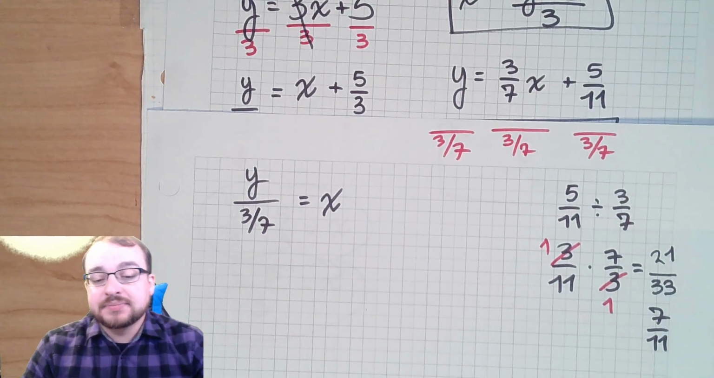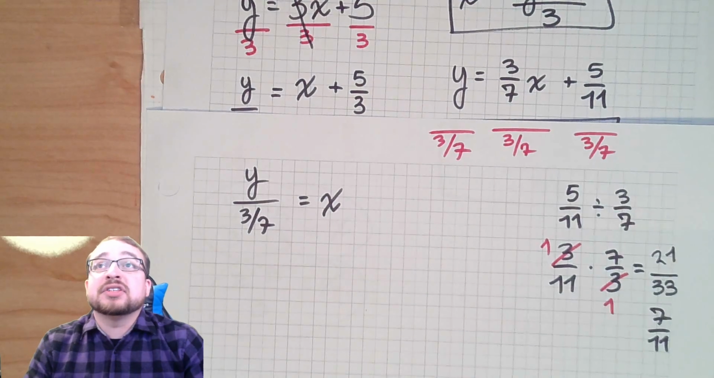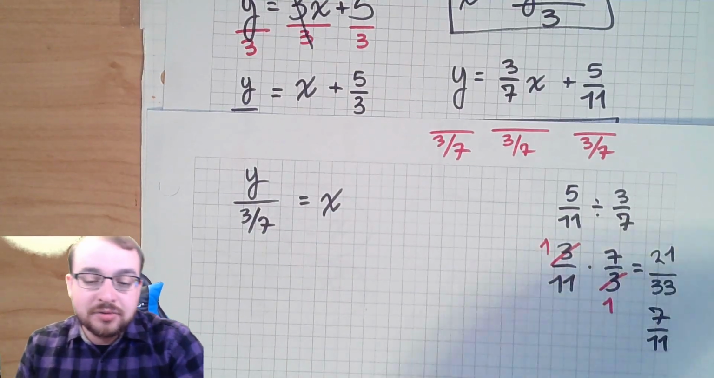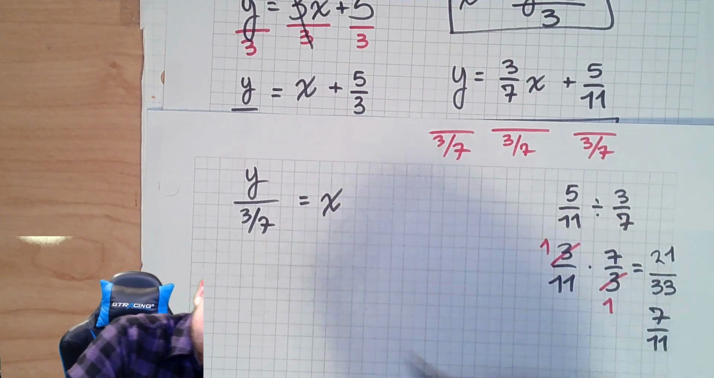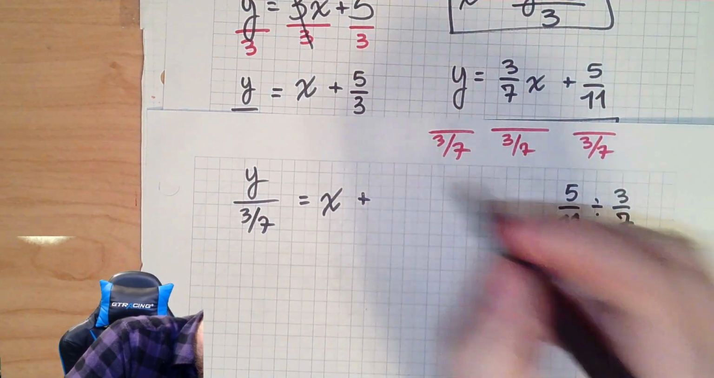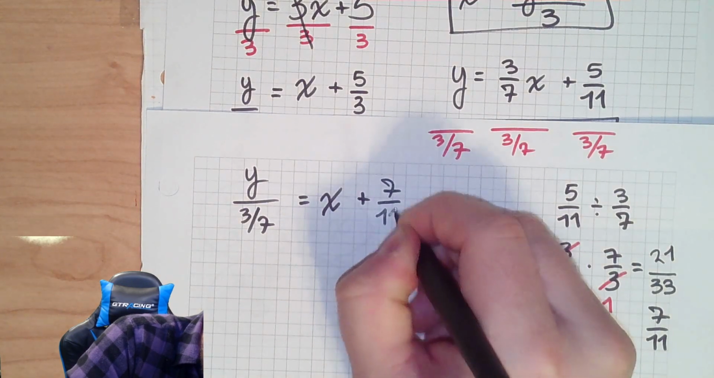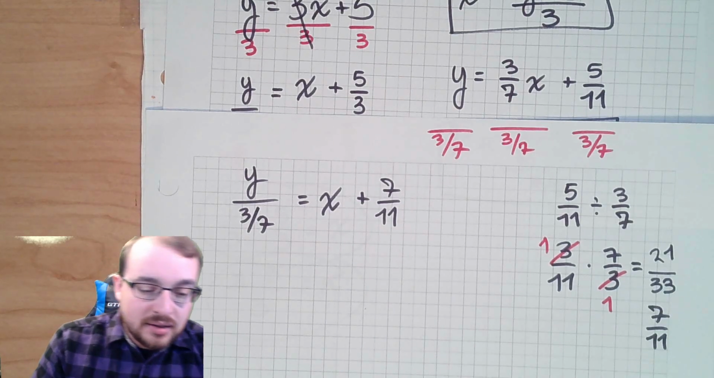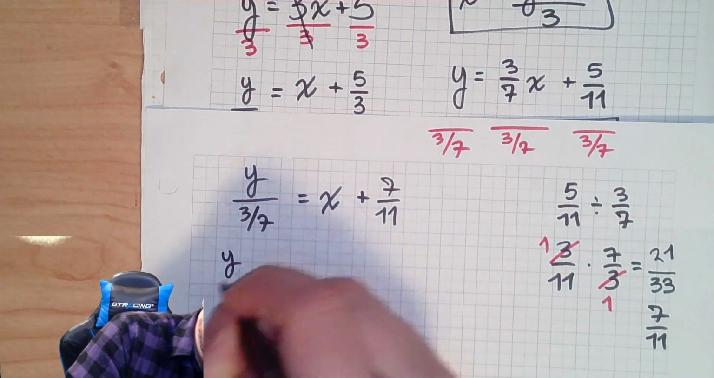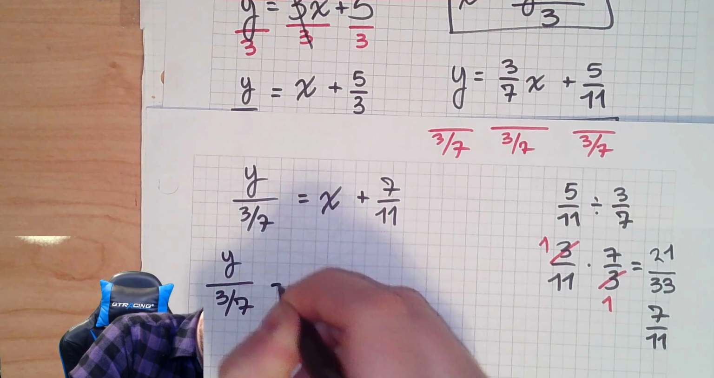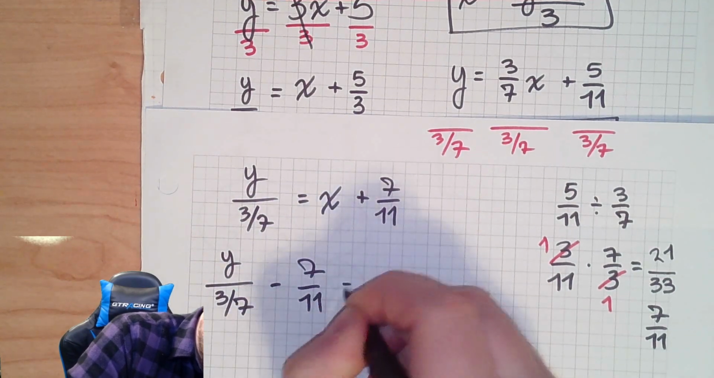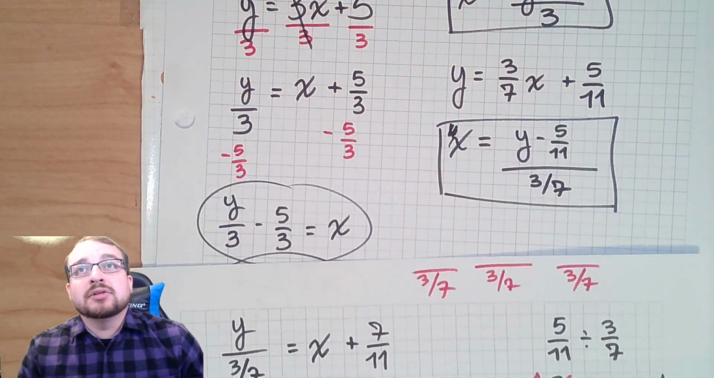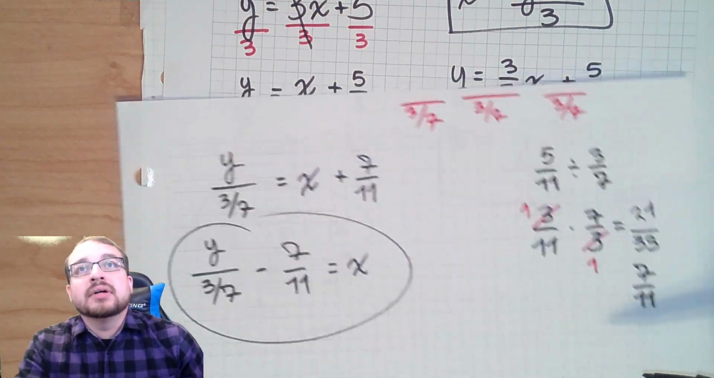So when I divide by 3/7, it's the same thing as timesing by 7, dividing by 3. So when I do that, what I'm left with is 7/11. At this point, you might want to subtract, and you'll have x. So this also works, in addition to the way we did it here, right?